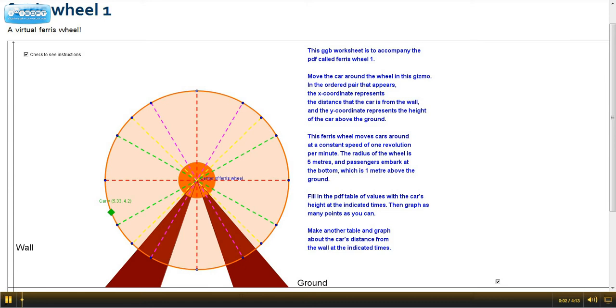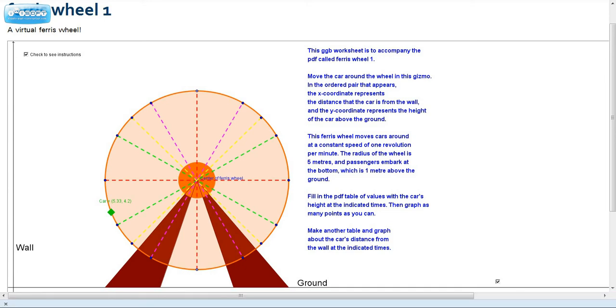Hello everyone, this is what I call the Ferris wheel activity. It's designed to introduce the periodic function and, at a higher level of math, the sine and cosine function.